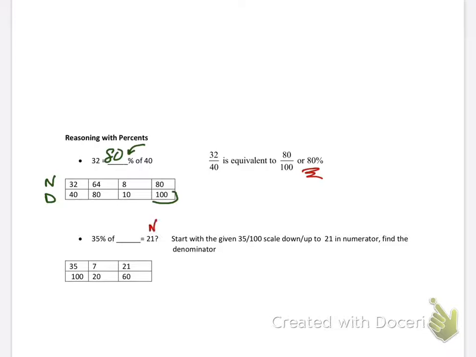Okay, reading the next one carefully, 35% of what is 21? 21 is the numerator. This is the numerator, this is the denominator. This is what they gave you to work with. So you're at 35 numerator over 100 denominator. Divide by 5, you get to 7 over 20. Your goal is to get to 21 in the numerator. You can do that by multiplying by 3, and so then you know the number that is your denominator is your 60. So 35 over 100 is equivalent to 21 over 60.